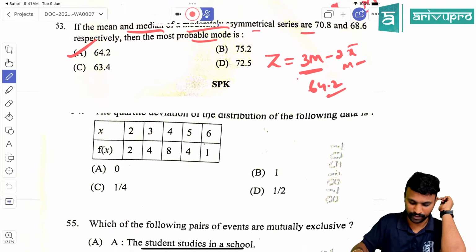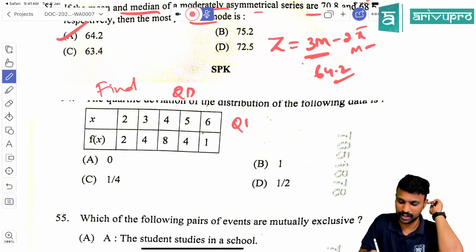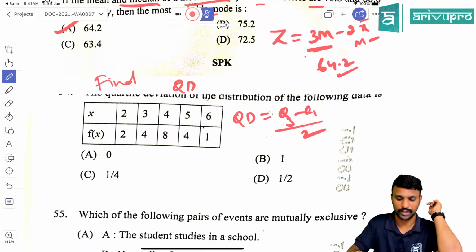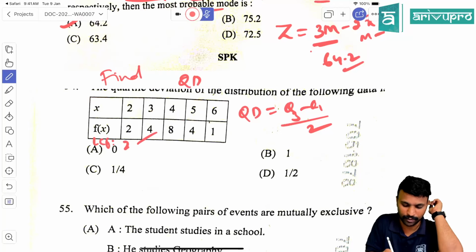Guys, the next question, 54th question, is to find the quartile deviation. To find the quartile deviation QD, we need (Q3 minus Q1) divided by 2. Correct? So for finding the quartile for discrete grouped data, you need the LCF, the same as for the median, right? 2 plus 4 is 6, 6 plus 8 is 14, 14 plus 4 is 18, 18 plus 1 is 19.